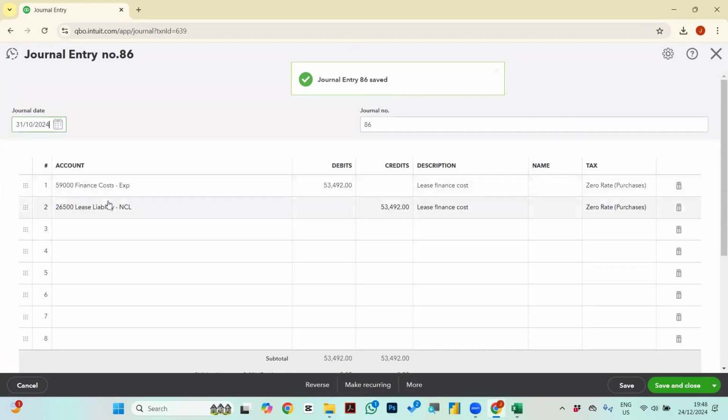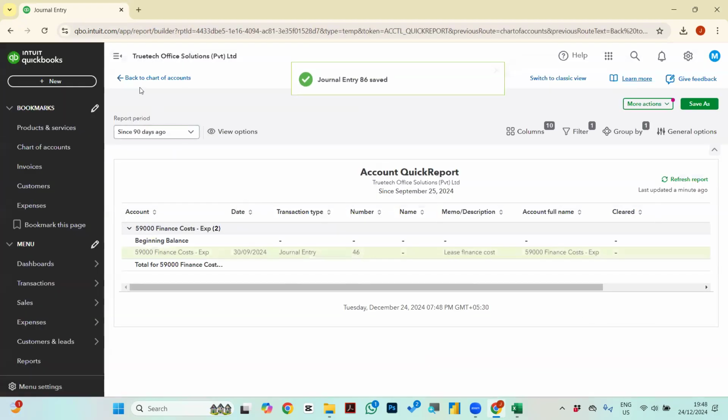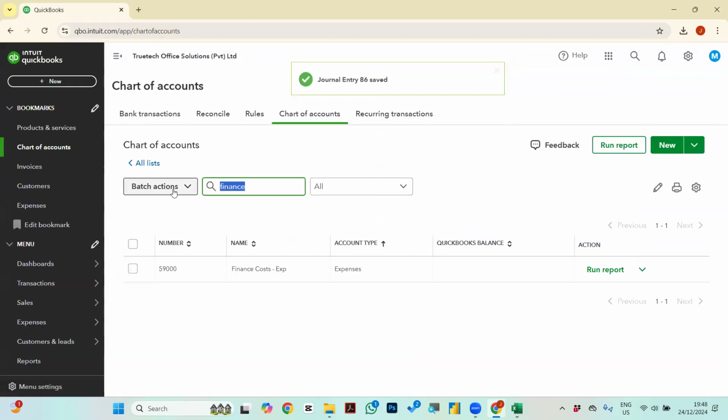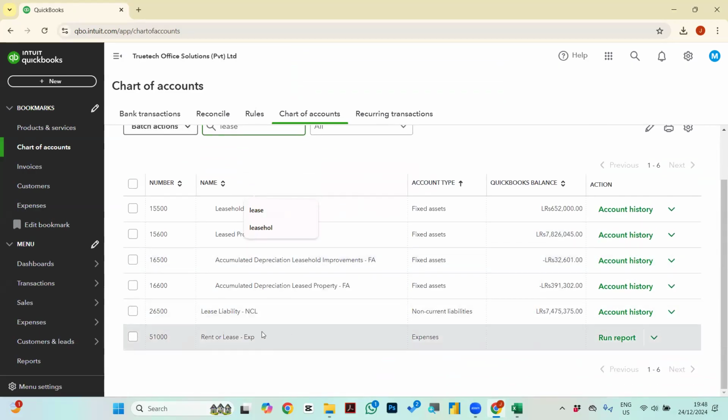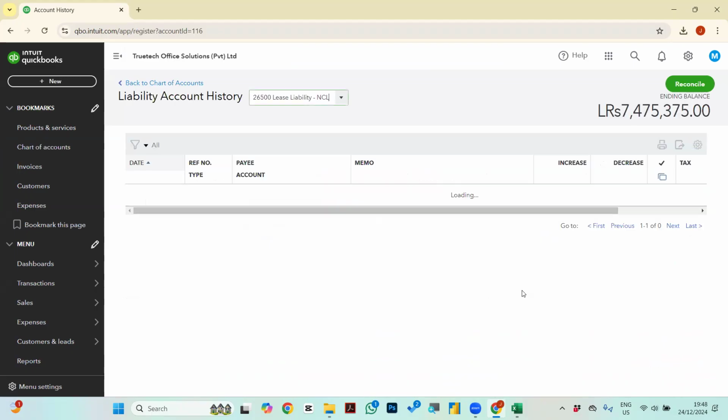So here what happens? Finance cost debit, lease liability credit. Now, from the lease payment, we are going to deduct for it. I'm going to show you how. I'm going to go to the accounts. I'm going to go to the lease liability account. So lease liability account, yeah.